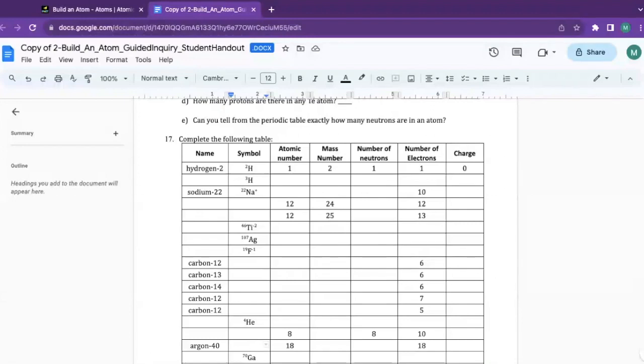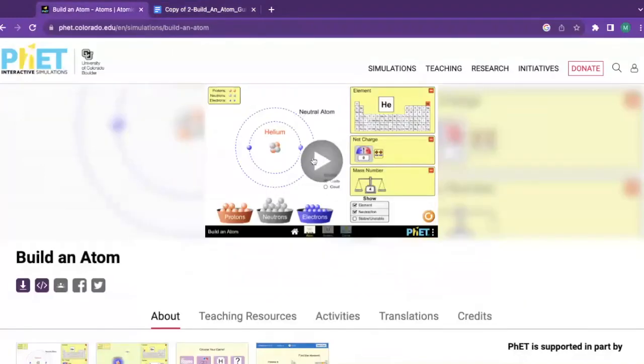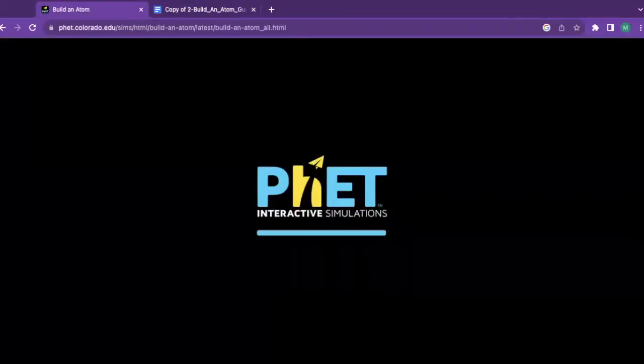Hopefully, in this activity, you have noticed that there have been some patterns. One pattern you might have noticed is that the atomic number is always equal to the number of protons. We can double check this using the Build an Atom simulator.